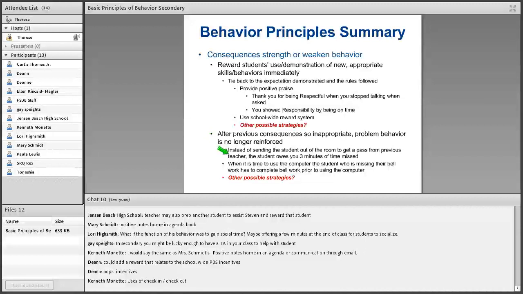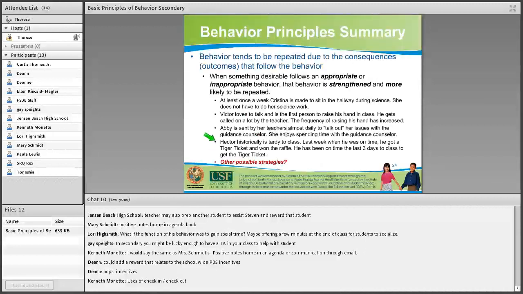So instead of sending the student out of the room to get a pass from a previous teacher, the student owes you 3 minutes of time for having come late to class. Or maybe when a student is missing their bell work, they have to complete that bell work before they get to use the computer. So they're no longer avoiding those things that they're trying to get out of. They actually owe them back to you. So they're no longer being reinforced for inappropriate behavior.